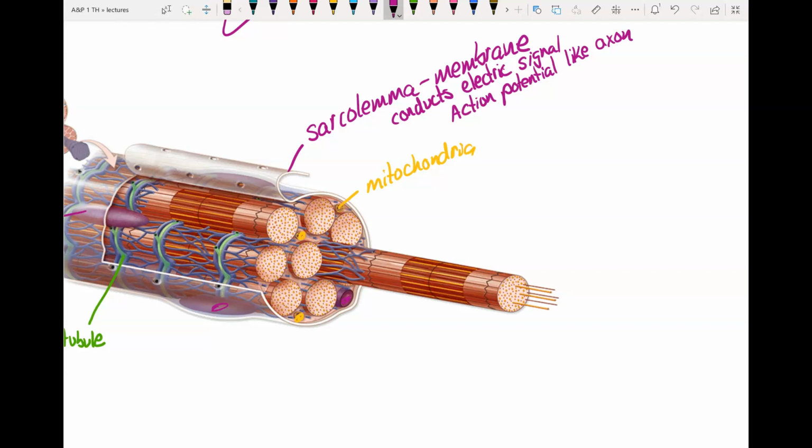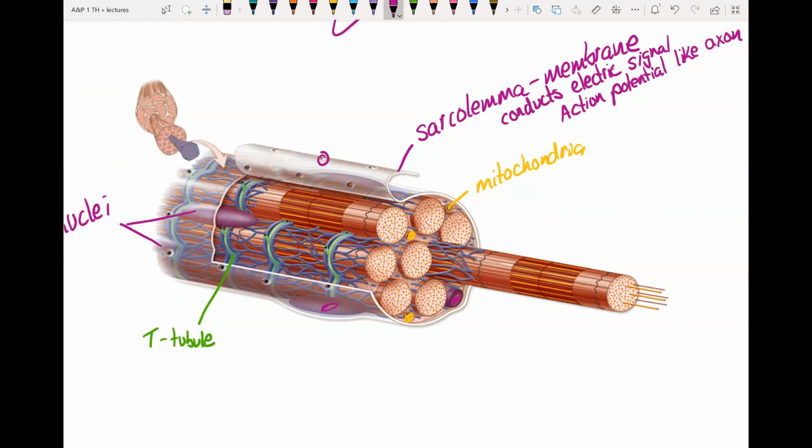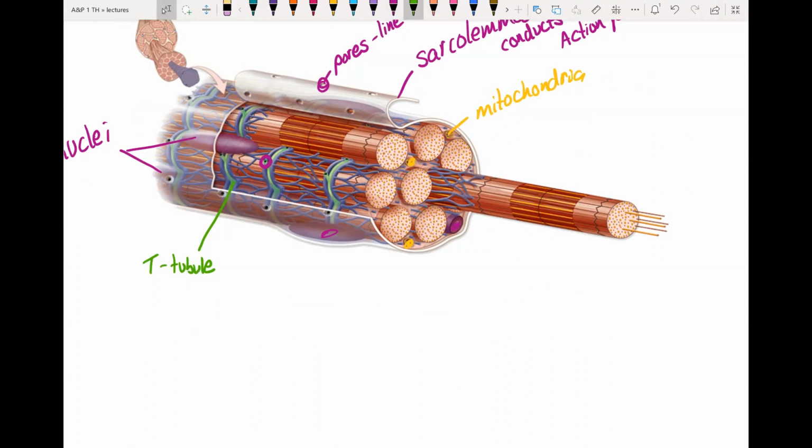So an axon is a part of a neuron that conducts an electric potential, and the sarcolemma is going to do that. It's going to have action potentials like neurons do. Notice also there are these holes. You have these pores, and those pores line up with the T-tubules. So the purpose of a T-tubule is it's a tunnel to let that electric signal down into the muscle.